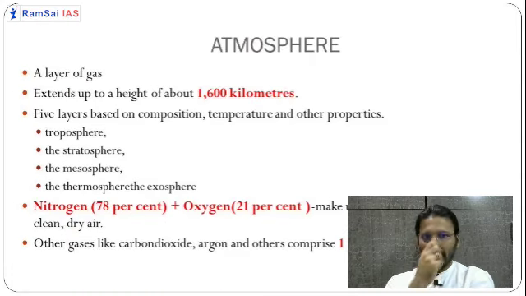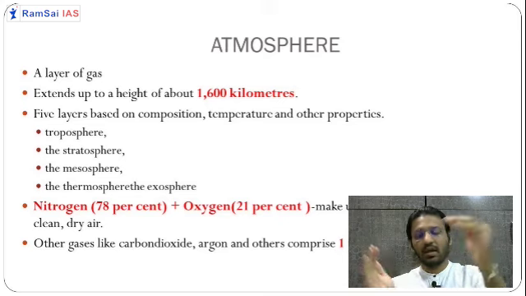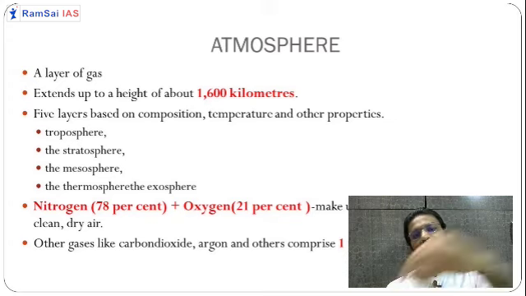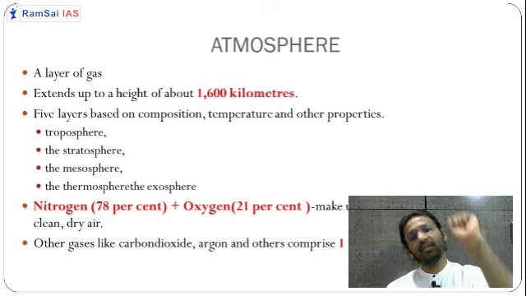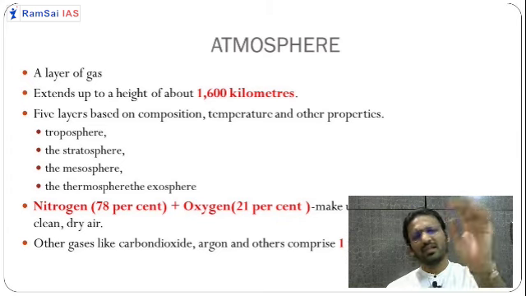The next important domain of the Earth is the atmosphere. The atmosphere is nothing but a thin layer of gas surrounding the Earth. How far does it extend? It extends up to 1600 kilometers. But that does not mean that till 1600 kilometers you have a very thick cover of gases. It is a very, very thin cover of gases.